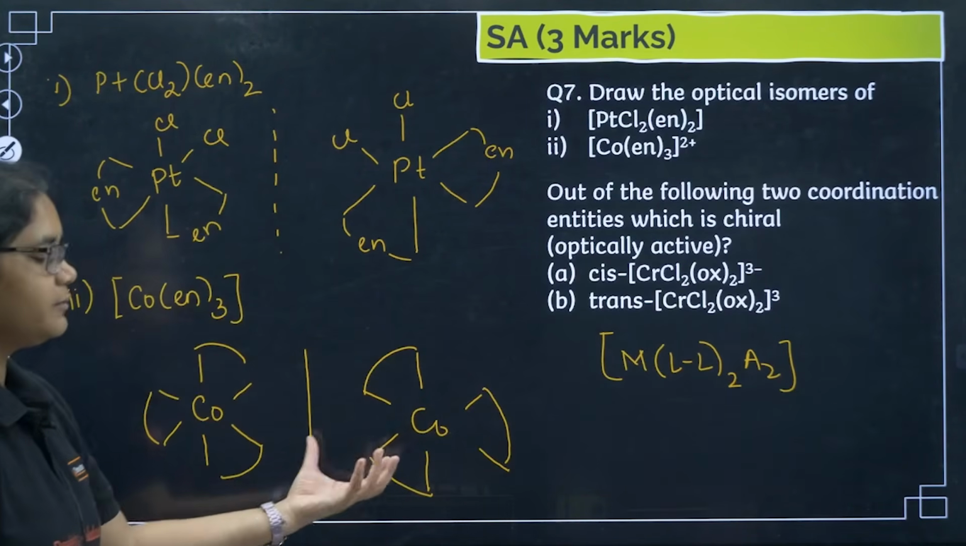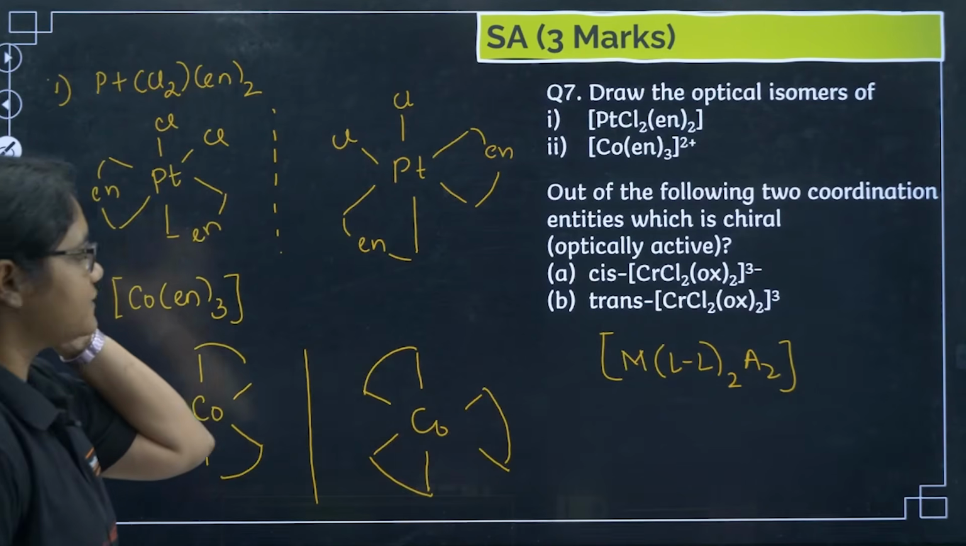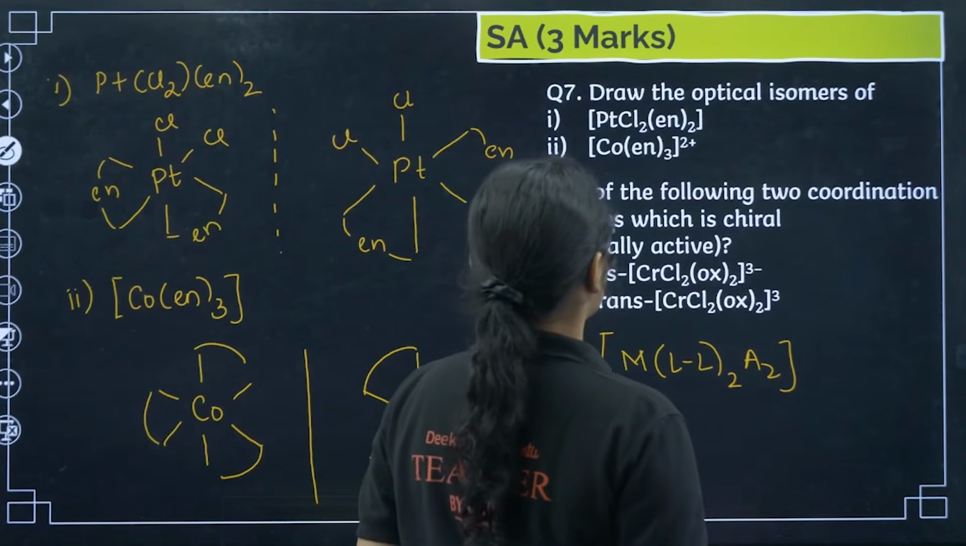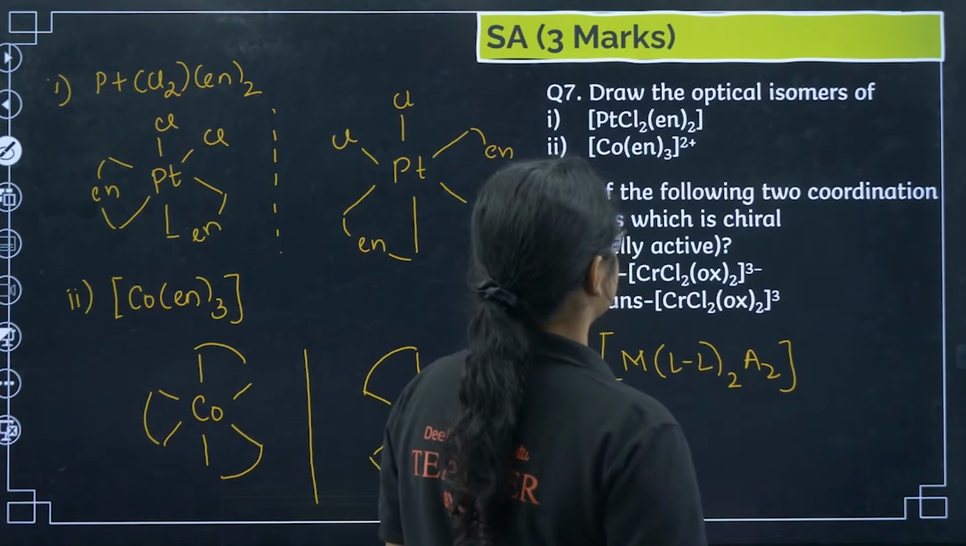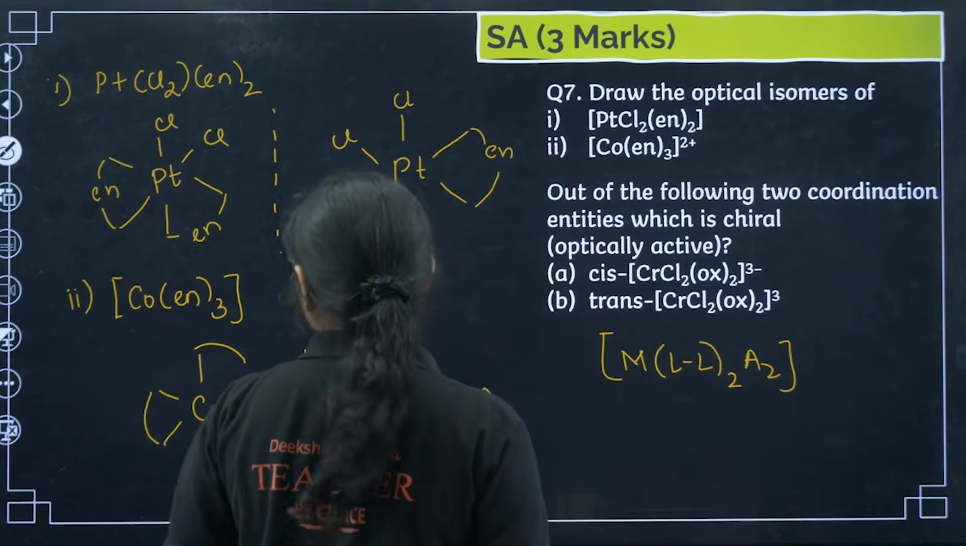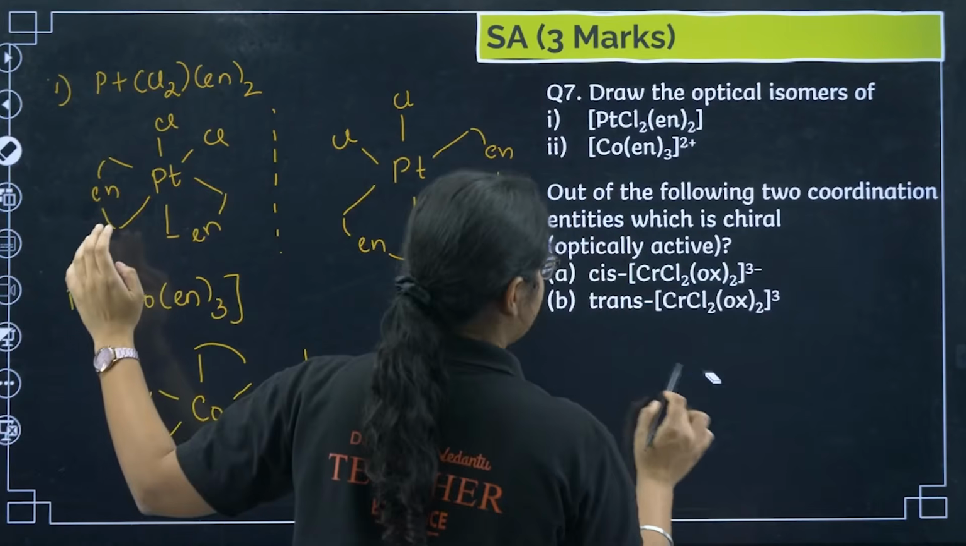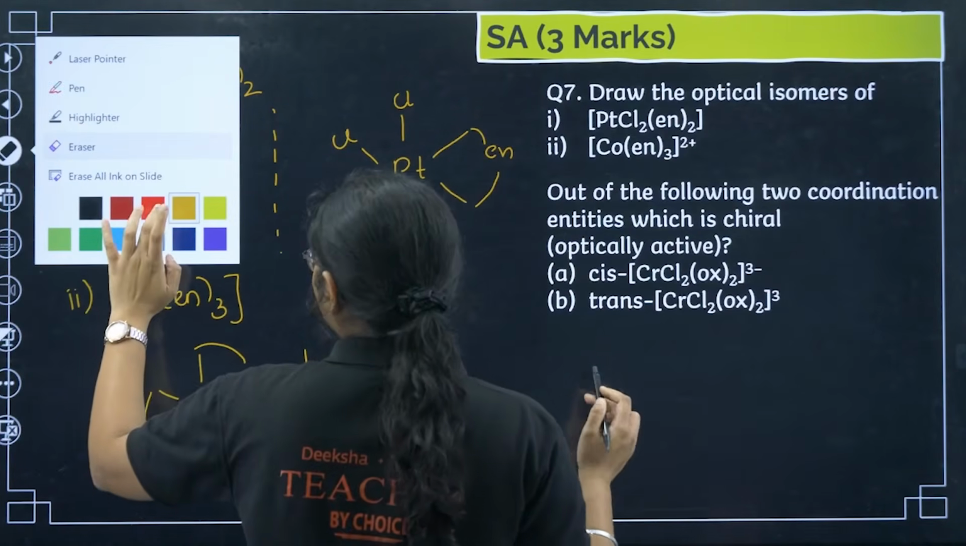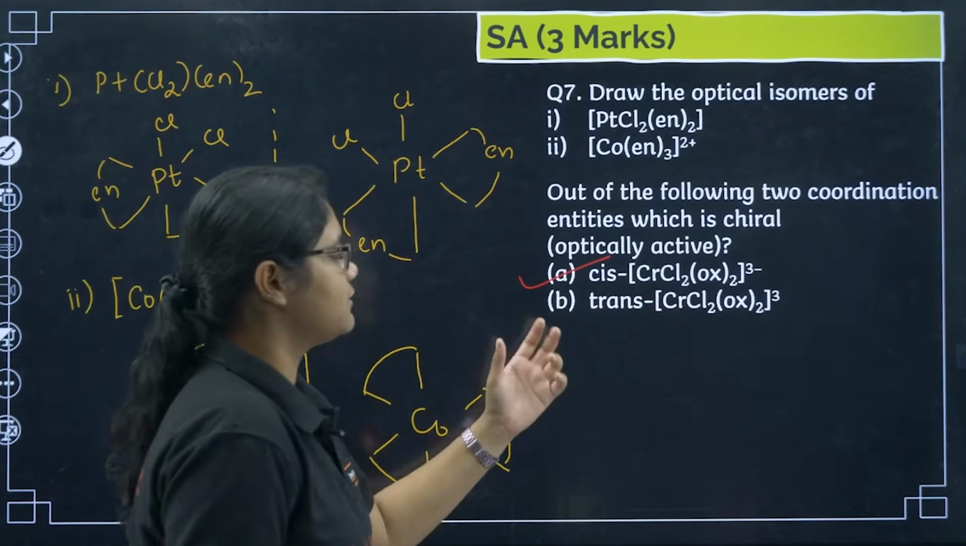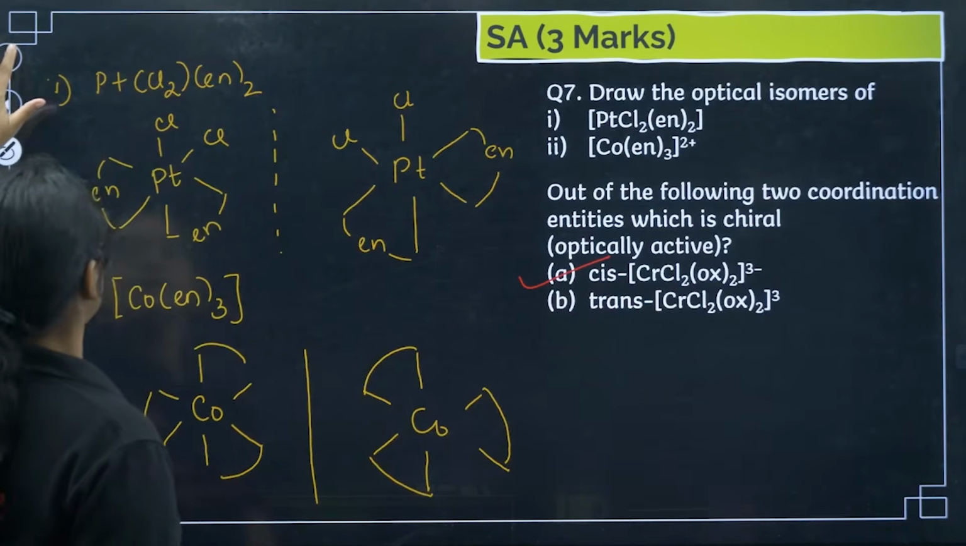Okay, so that will be the structure. Next, coming to this one, out of the following two coordination entities, which is chiral? Okay, so the cis one will be chiral undoubtedly, the trans one is optically inactive, so I can correct this one. The cis one will be optically active.